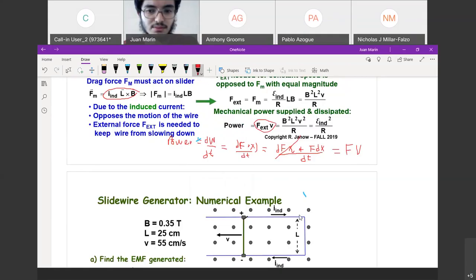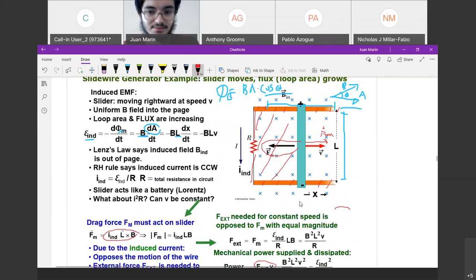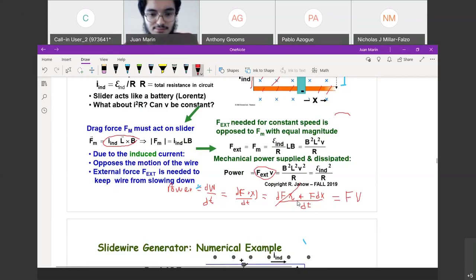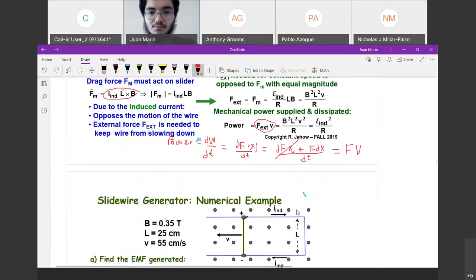When you say E is equal to negative d flux over dt, how is that true? Yeah, because when you move the rod, the area changes, so phi m changes. Phi m can become bigger or smaller. If phi m becomes bigger, then the induced EMF, this battery, because the loop is like a battery, will make phi m become smaller, in the opposite direction. This is what the Lenz law is. So you don't quite understand why EMF is minus d phi dt.